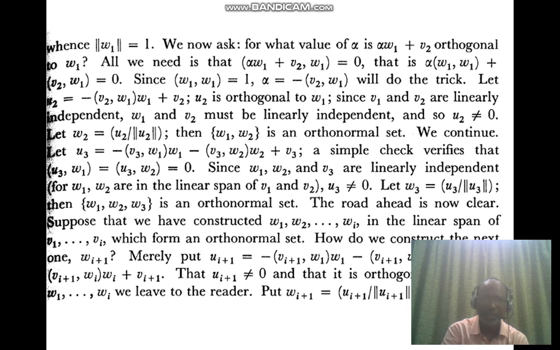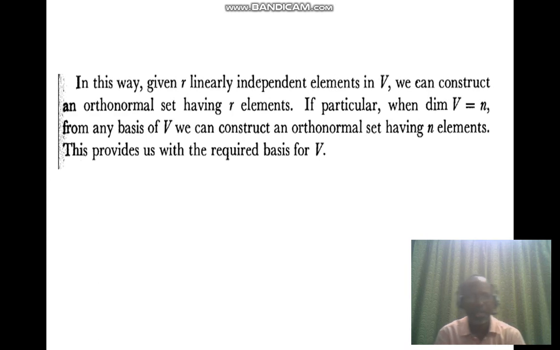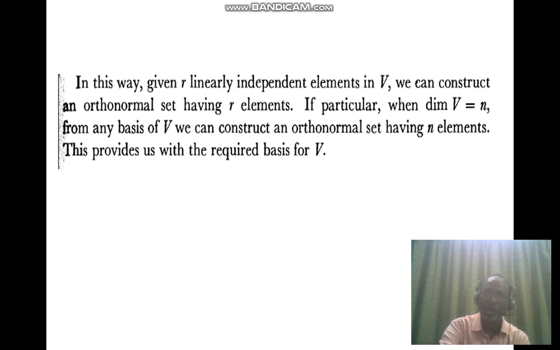So the construction of ui has to be understood very clearly, and the rest of the things are very simple. Now, look at the case. In this way, given r linearly independent elements in V, we can construct an orthonormal set having r elements. In particular, if the dimension of V is n, we can find n orthonormal vectors. So this process helps us find an orthonormal set of vectors from any set of linearly independent vectors, and this process is called the Gram-Schmidt orthogonalization or orthonormalization process.